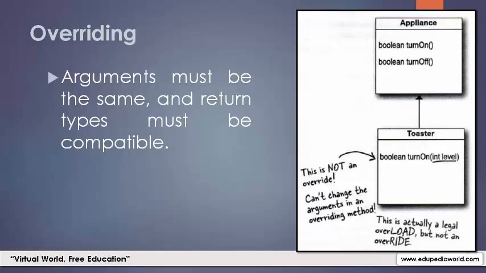We first define our first rule in overriding. Arguments must be the same and return types must be compatible. The contract of the superclass defines how other code can use a method. Whatever argument the superclass takes, the subclass overriding the method must use the same argument. And whatever the superclass declares as a return type, the overriding method must declare either the same type or a subclass type. Remember, a subclass object is guaranteed to be able to do anything its superclass declares. So it is safe to return a subclass where the superclass is expected.